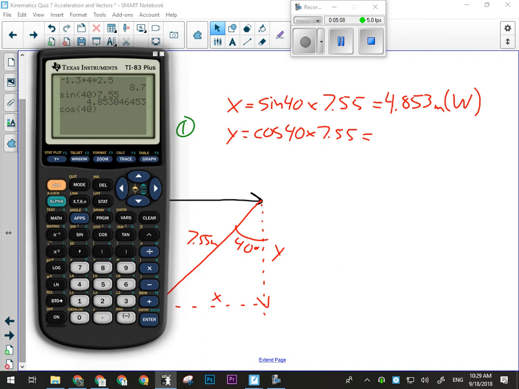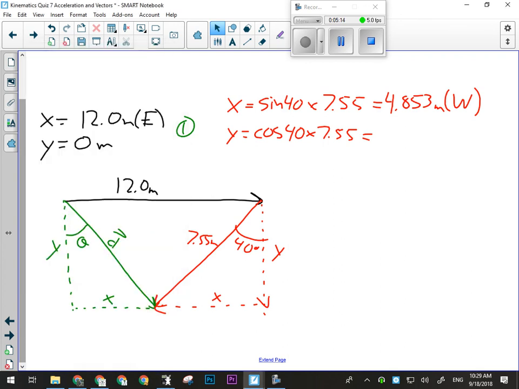Yeah, it goes 40 times 7.55. All right, so that side is 5.784 meters south. All right, so here's their marks on this one. Give them 1 mark for the X and Y here because they didn't have to do any calculating, they just identified these. Okay, 1 mark each for red X and red Y.